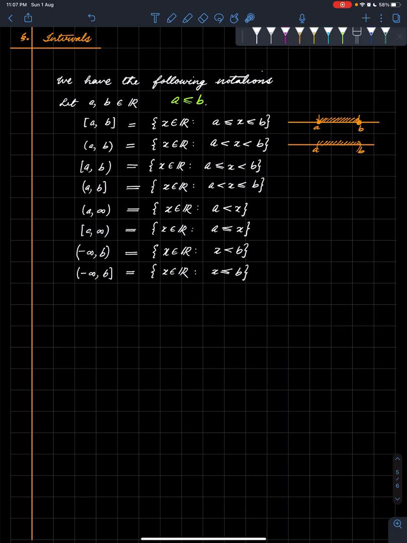And similarly, all of these definitions, you can pause the video and read all of them. All of these are called intervals, and these are precisely the intervals in the real line. So just a definition. So that's it. That's all that I wanted to discuss in this lecture.